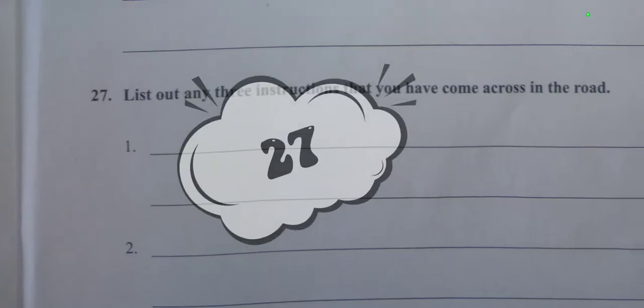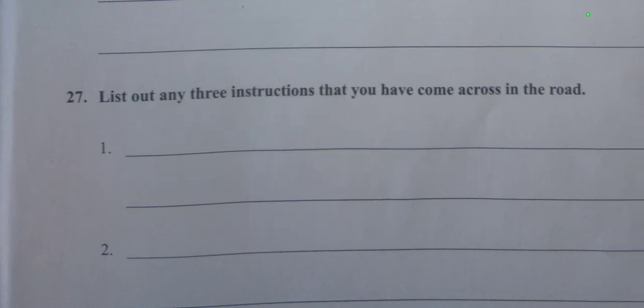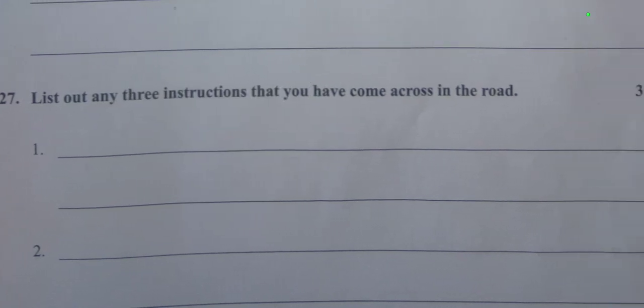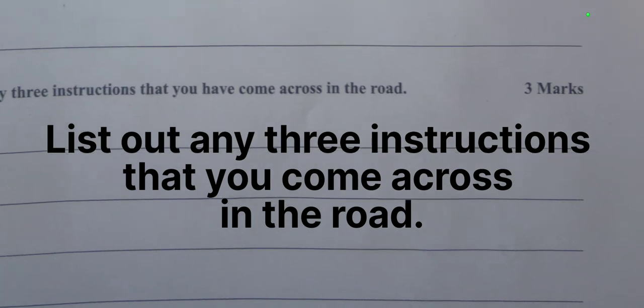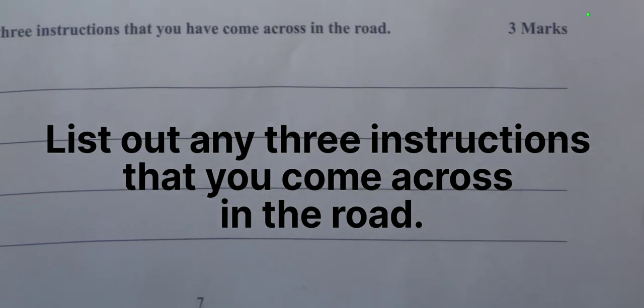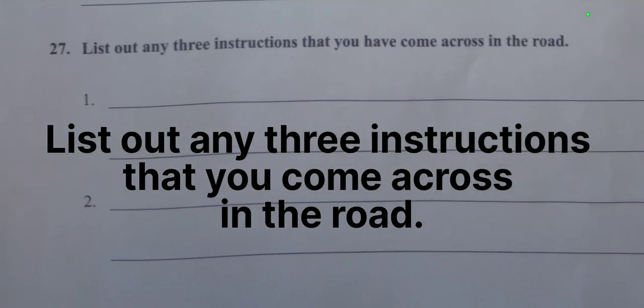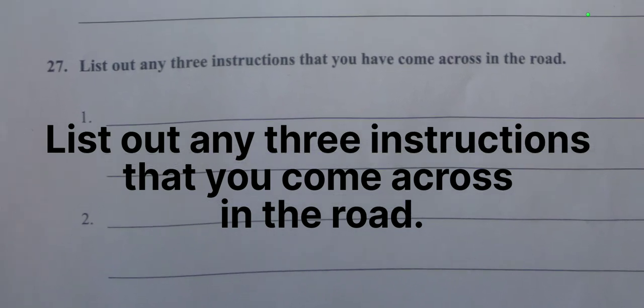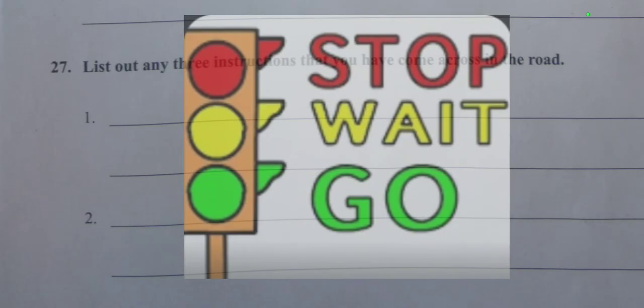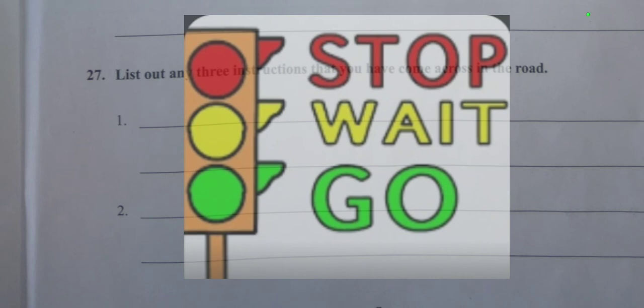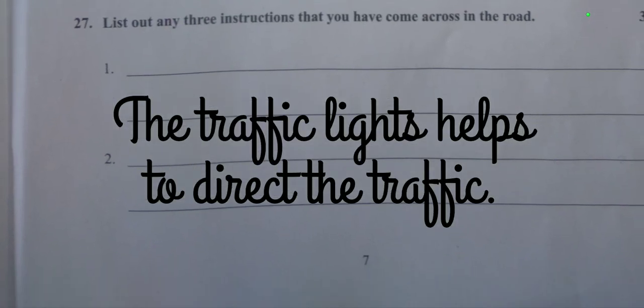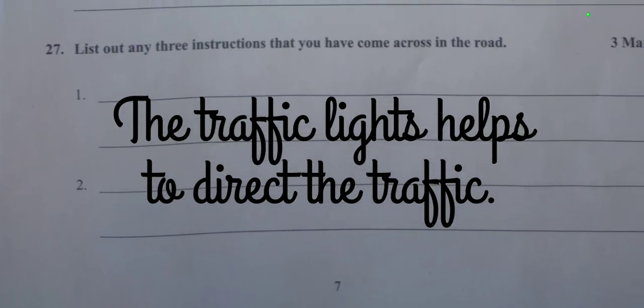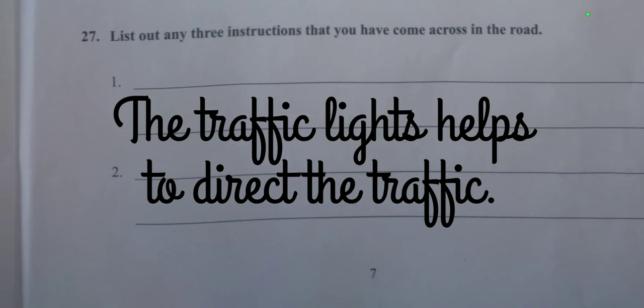27. List out any 3 instructions that you have come across on the road. 3 marks. So what are the instructions we come across on the road? So first of all, we have the traffic lights, red, yellow and green. So 3 instructions. So 1, 2 and 3, you get 1 mark each. This is how you do it.